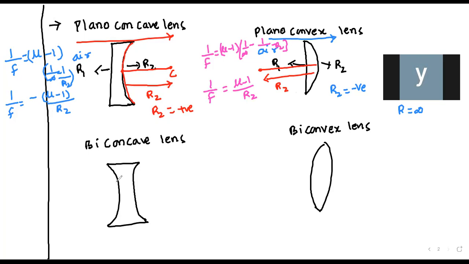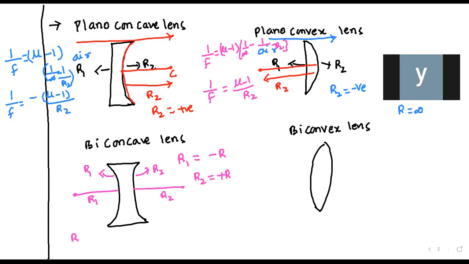Even for convex and concave lenses it is the same. The focal length of a concave lens will be negative and the focal length of a convex lens will be positive. Okay, fine. In this biconcave lens, this is R1, this is R2. So R1 is negative. So we can write R1 equal to minus R and R2 equal to plus R.